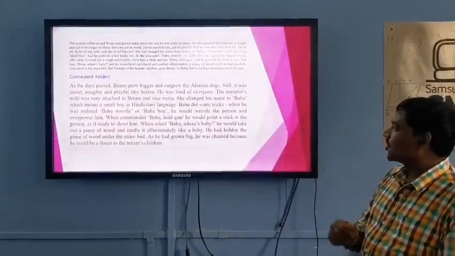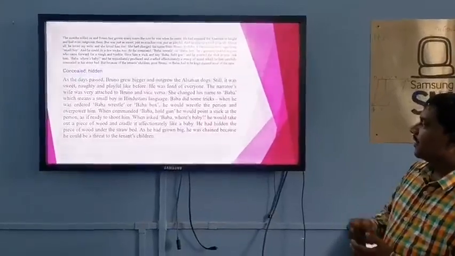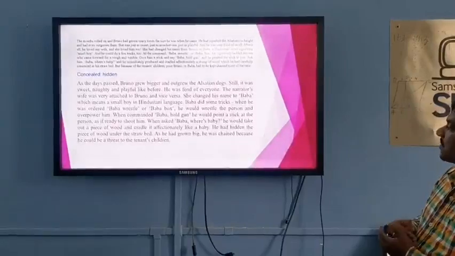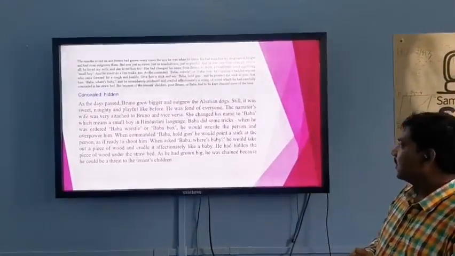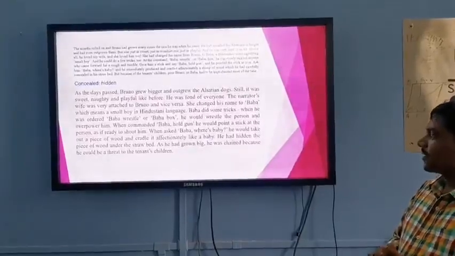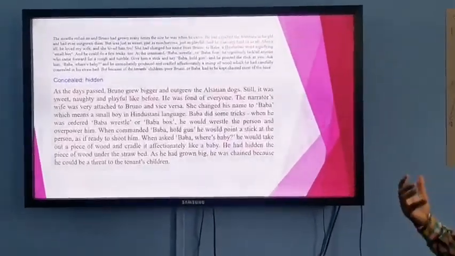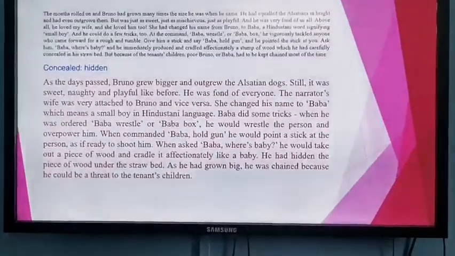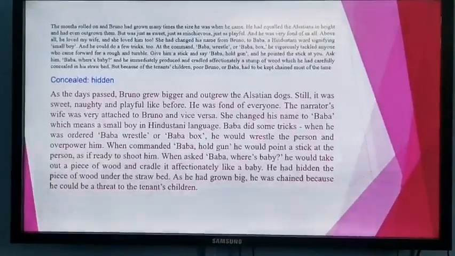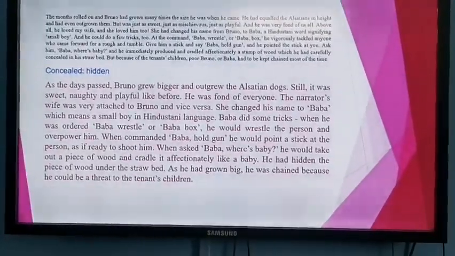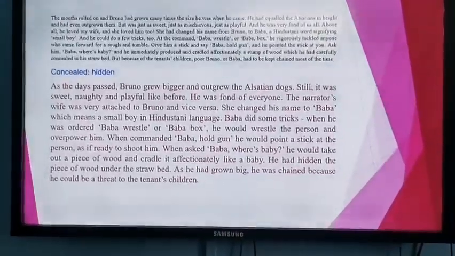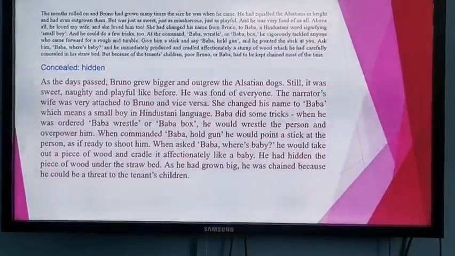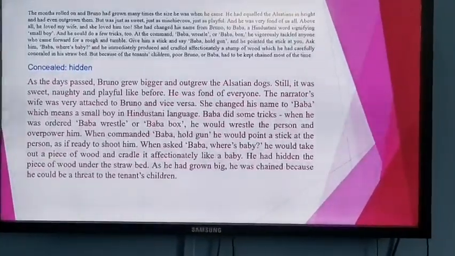Baba did some tricks also. So here we have to learn about the tricks that Baba learned. So what sorts of tricks did Baba learn? When he was ordered "Baba, wrestle" or "Baba, box," he would wrestle the person and overpower him. And when commanded "Baba, hold gun," he would point a stick at the person as if ready to shoot him. And when asked "Baba, where's Daddy?" he would take out a piece of wood and cradle it affectionately like a baby. And he had hidden the piece of wood under the straw bag.